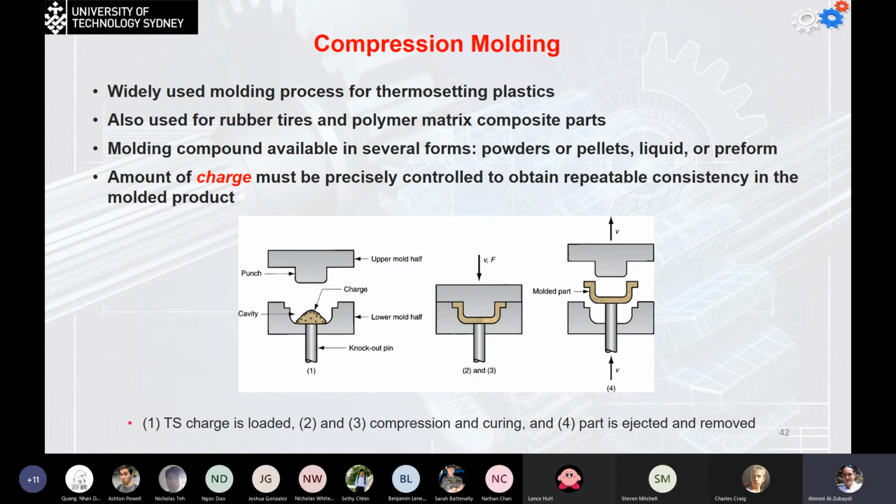It's widely used for the thermosetting plastics. It's used for the rubber and the tires and the polymer matrix composite parts. The molding compounds are available in several forms, which can be powders or pellets, can be liquids, or can be preforms. The amount of the charge we're going to add inside should be controlled to obtain repeatable consistency in the molded products.